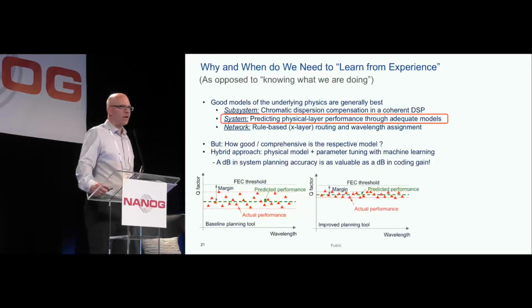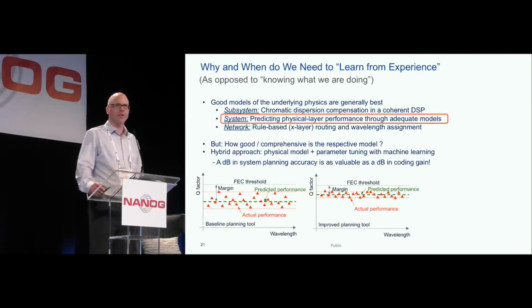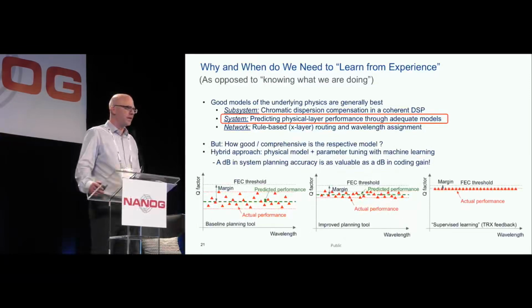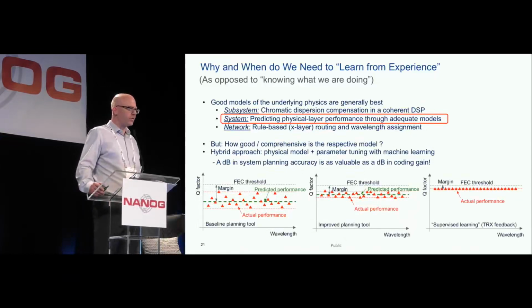But now if you can improve your model and tune the parameters in your model, you can reduce the spread of the actual and the predicted performance. And now if you can do a perfect job and use supervised learning and feedback in the system, then you can match your predicted and your actual performance, and you can run with a low margin and close to the FEC threshold. So we're really talking about optimizing our system, squeezing dBs out of it. And every dB that you have in this planning accuracy is as valuable as a dB in coding gain. So it is important.